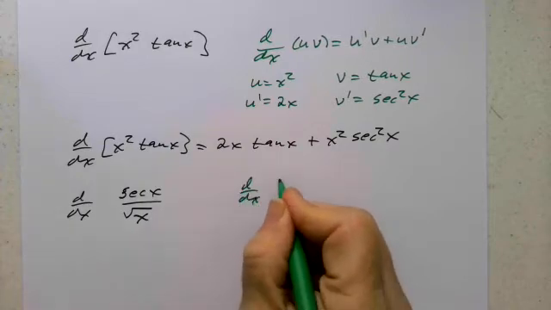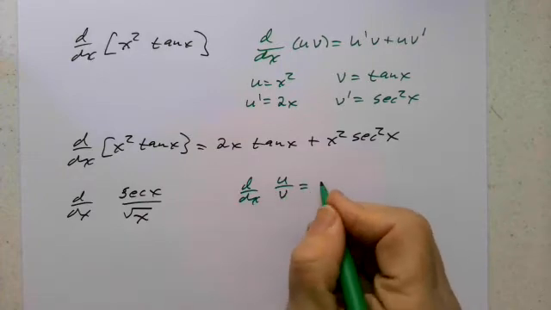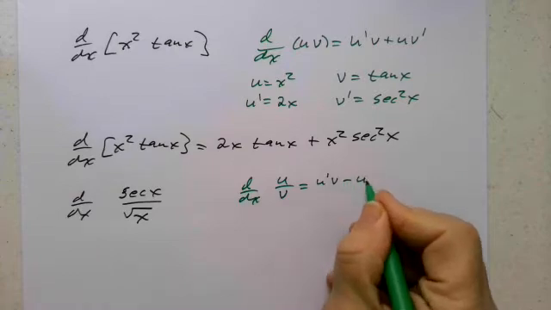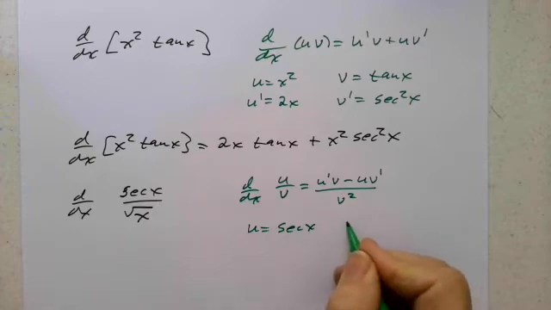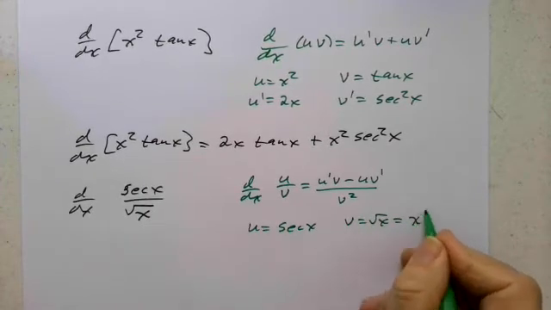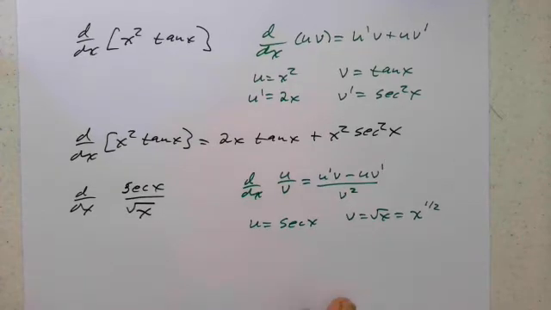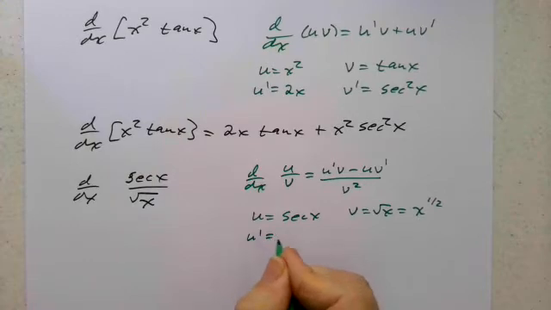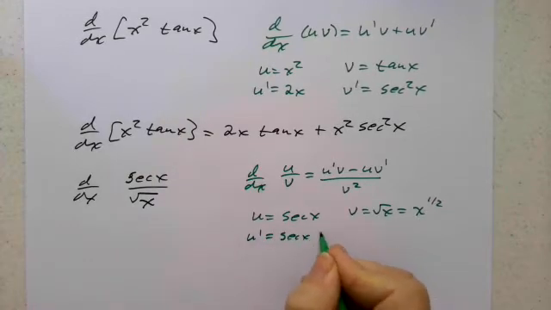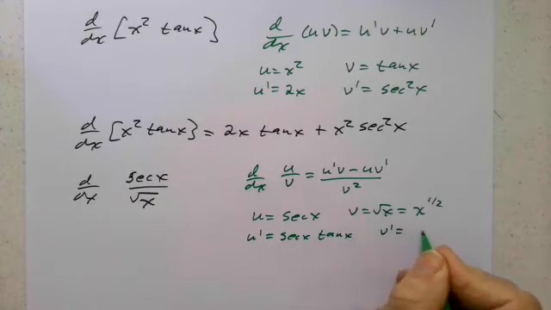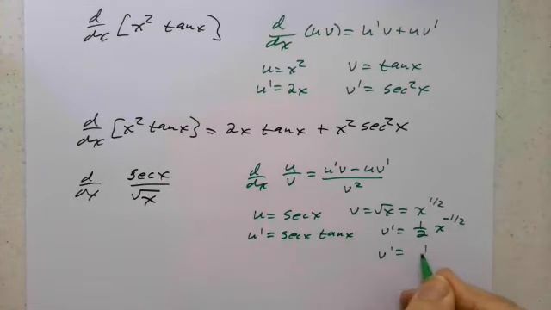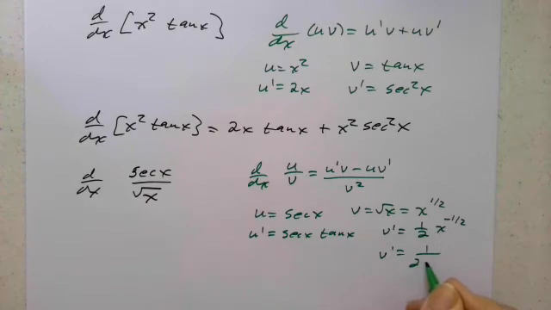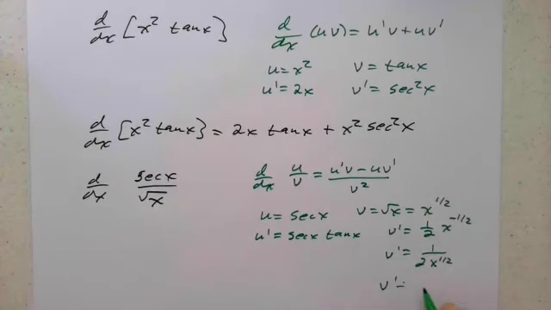What is the derivative with respect to x of u over v? That, of course, is u prime v minus uv prime, all over v squared. So our u, excuse me, is secant x. Our v is the square root of x, which is the same as x to the 1/2 power. U prime, the derivative of secant x, is sec x tangent x. V prime is 1/2 x to the negative 1/2. V prime is 1/2 times x to the 1/2 downstairs. So v prime is 1 over 2 root x.